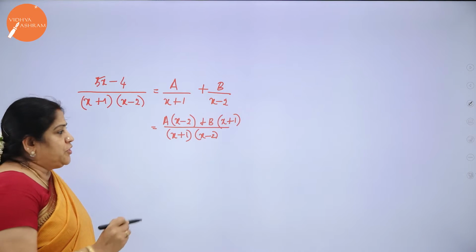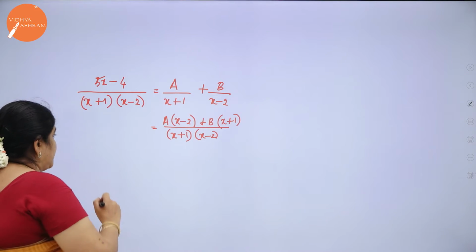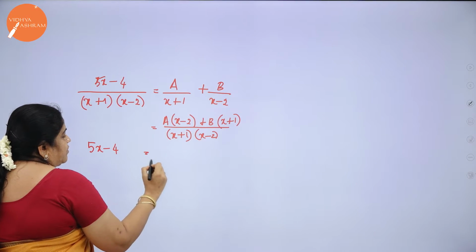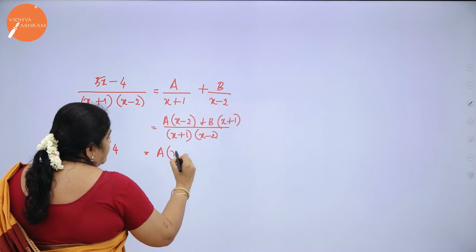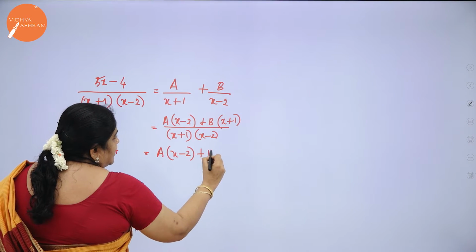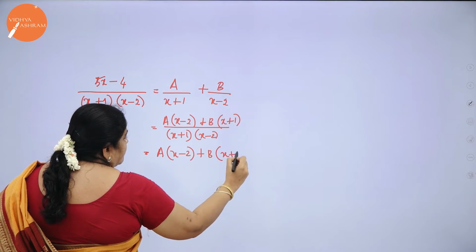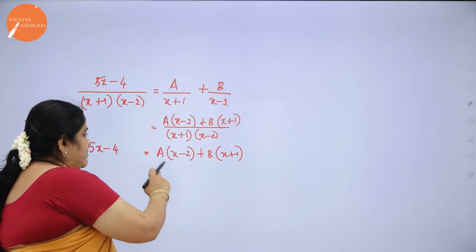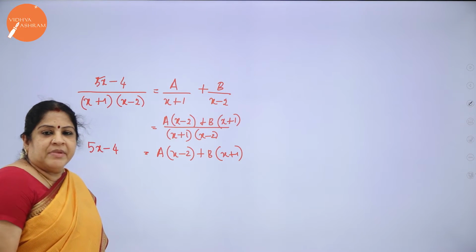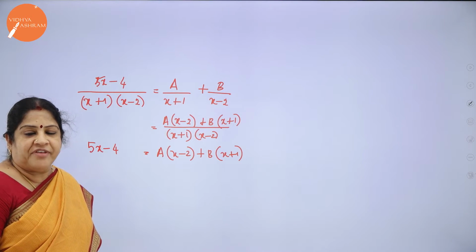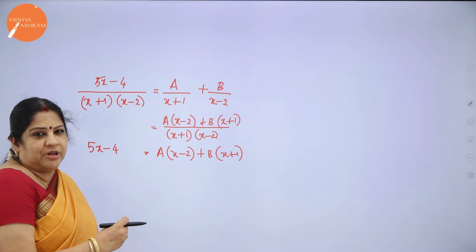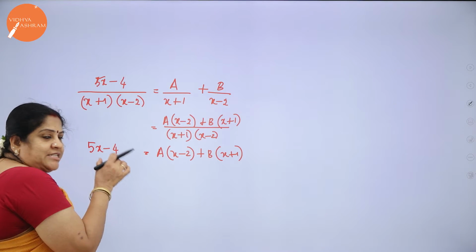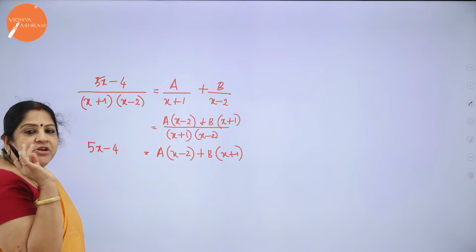Now our aim is to compare the numerators. So 5x minus 4 is equal to A into x minus 2 plus B into x plus 1. Now, our aim is to determine the values of A and B. There are many techniques to find the values of A and B. I'll teach you a simple technique by which you can determine those values. Now, take each term of the denominator and equate it to 0.